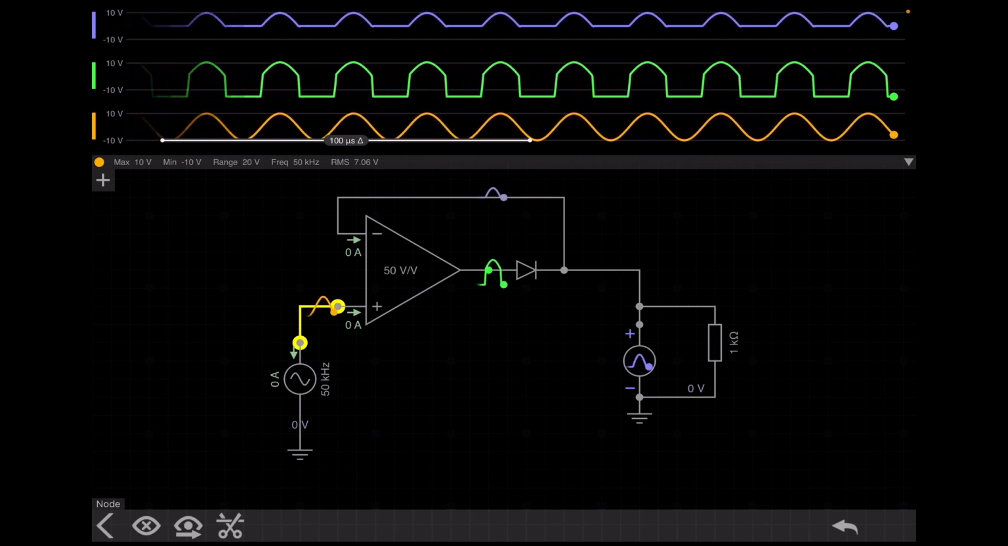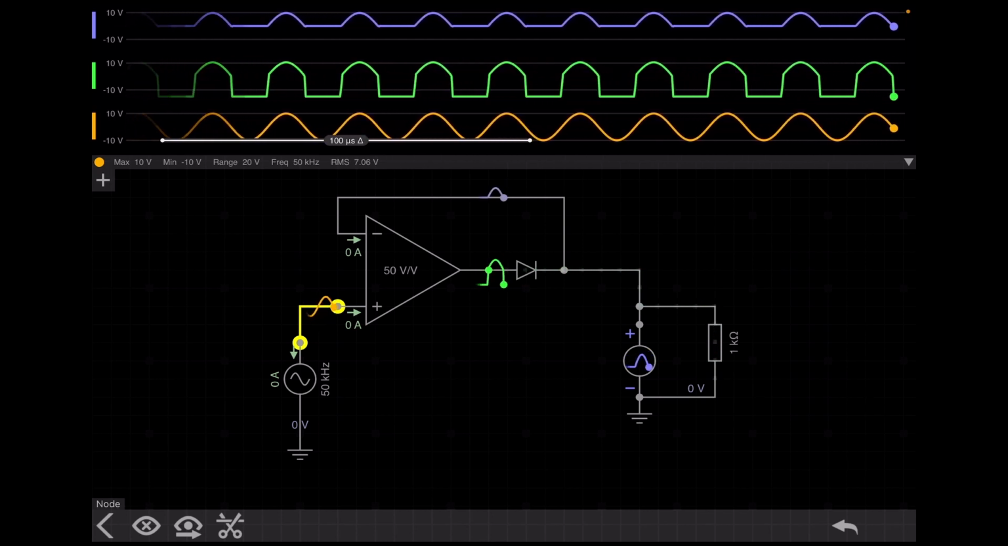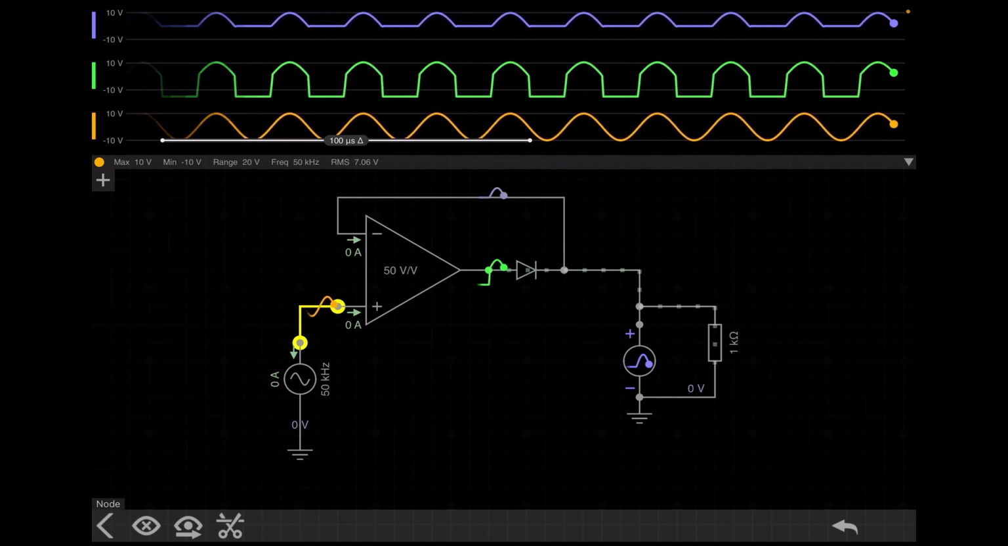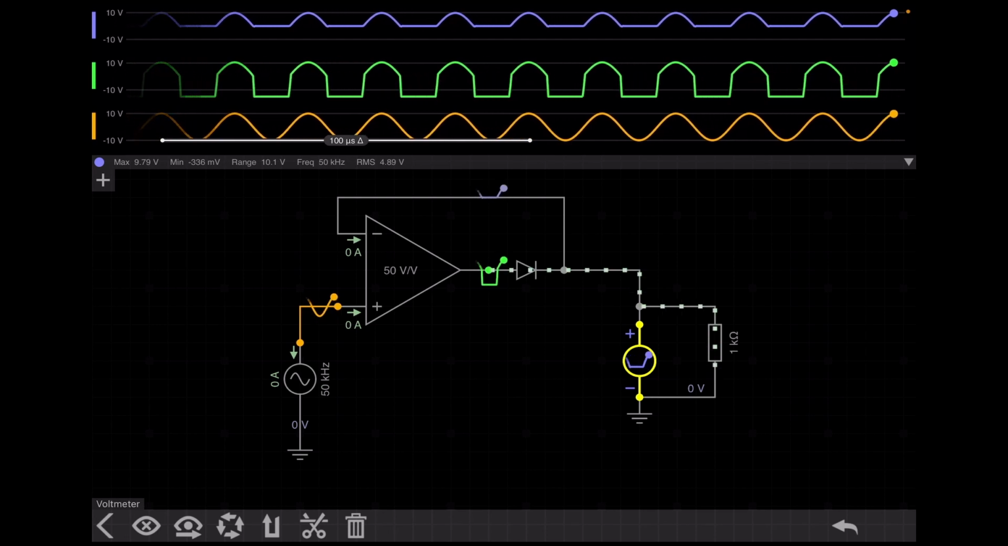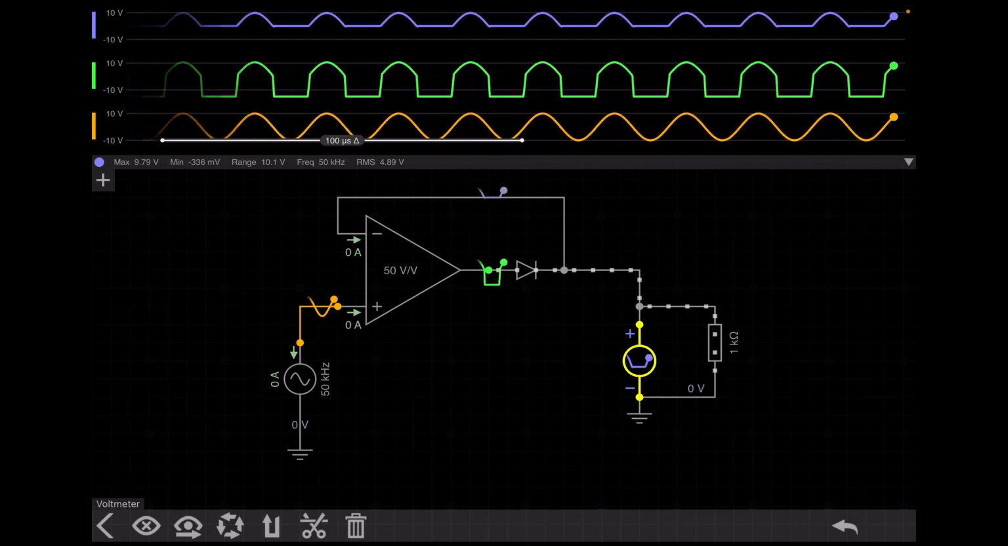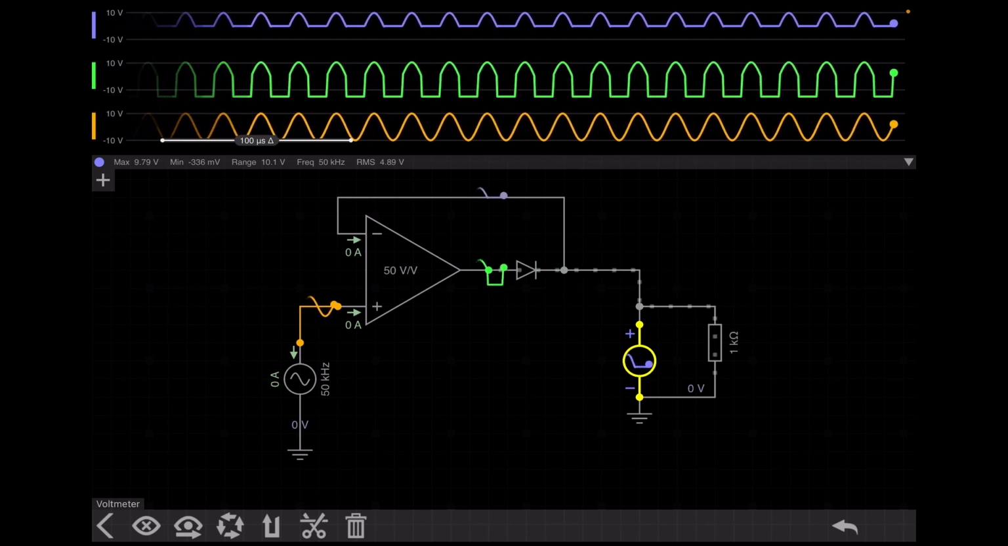That means the output should be negative. So you can see the output of the op-amp is minus 15 volt. That's why the diode will be turned off. If you see the top waveform, that is just the output after the diode, and you can see that is a perfectly half wave waveform.